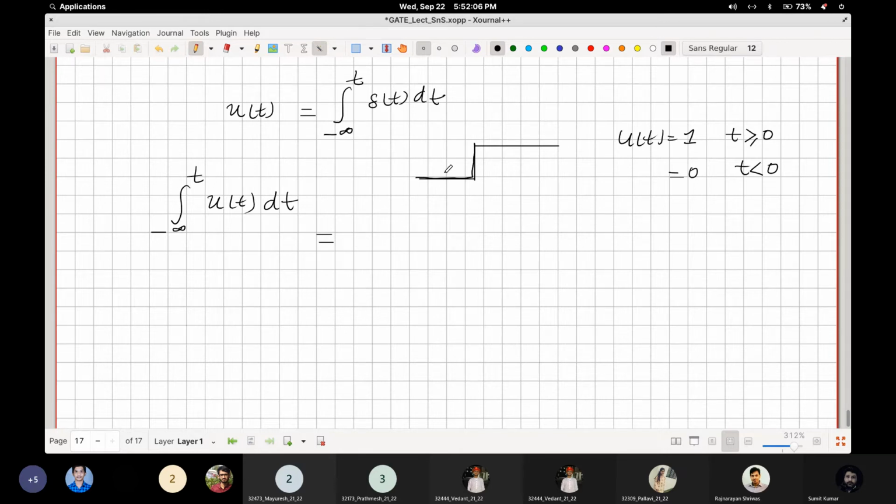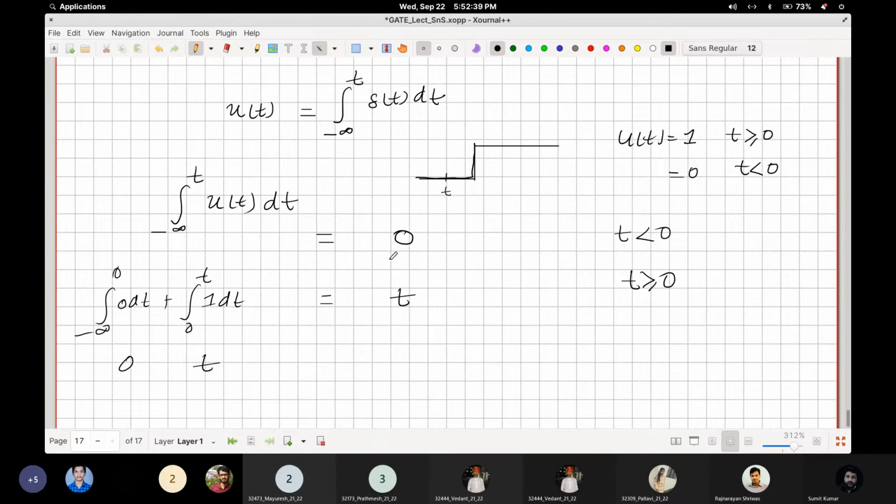When t is less than 0, what will be its value? When t is less than 0, it will be equal to 0 only, isn't it? When t is greater than or equal to 0, what is this going to be? This will be the integral from minus infinity to 0 of 0 dt plus the integral from 0 to t of 1 dt, isn't it? So this gives 0, and this gives t. So this will be equal to t.